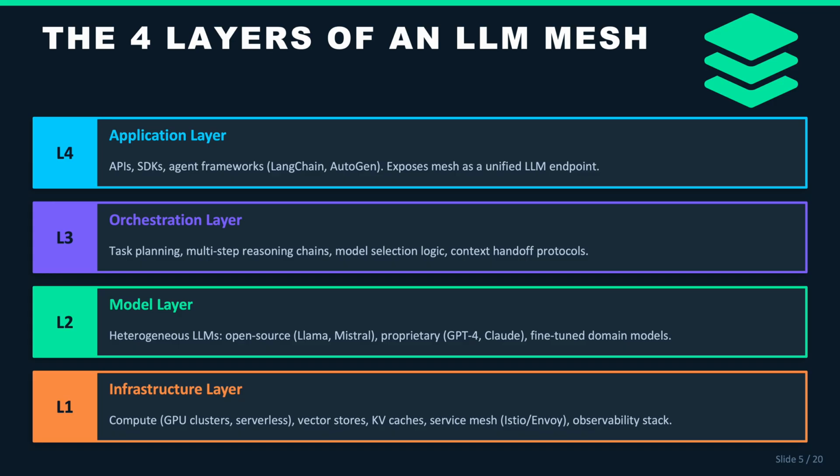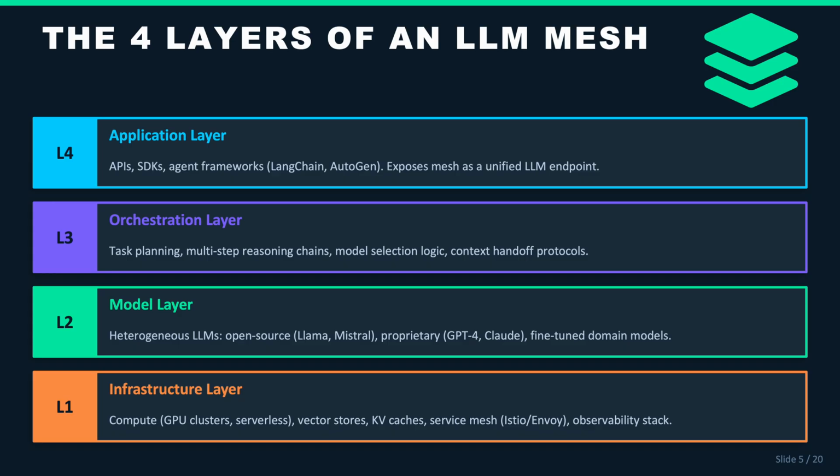Layer 2, the model layer, is where your heterogeneous LLMs live. Open source models like Llama and Mistral, proprietary models like GPT-4 and Claude, and your own fine-tuned domain-specific models. Layer 3, the orchestration layer, is the intelligence layer. It handles task planning, multi-step reasoning chains, model selection logic, and the context handoff protocols between models.